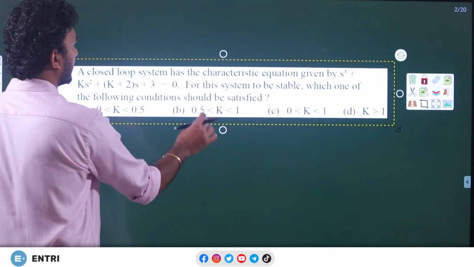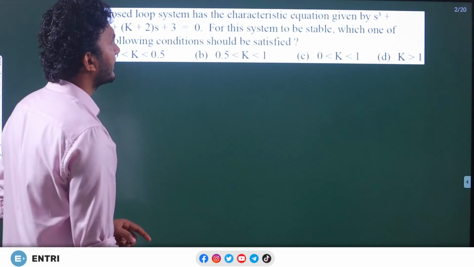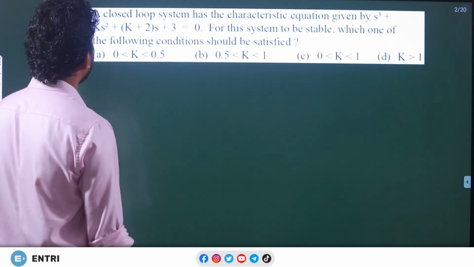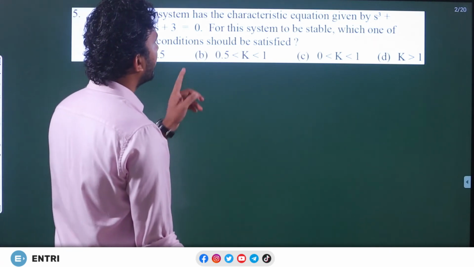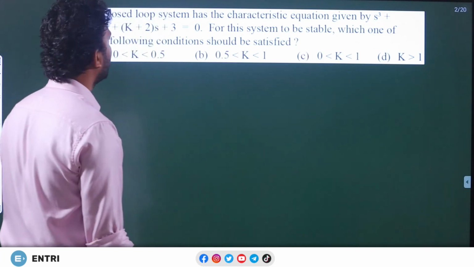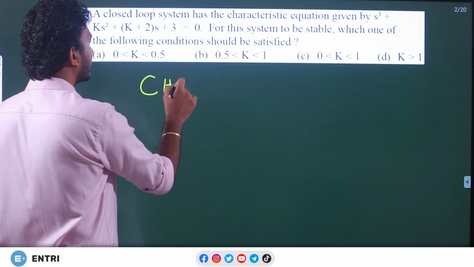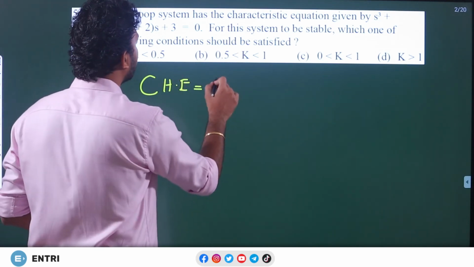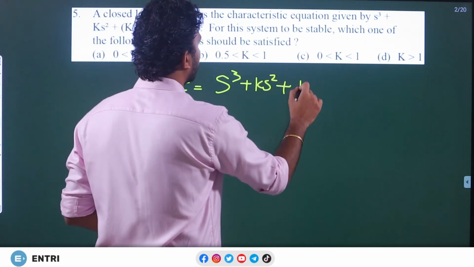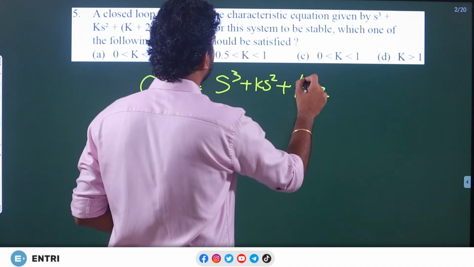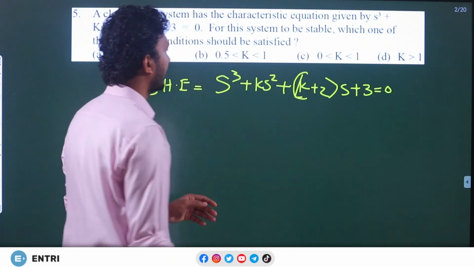GATE question. A closed loop system has the characteristic equation given by s cube plus k s square plus (k plus 2) s plus 3 equal to 0. For this system to be stable, which one of the following conditions should be satisfied? So my characteristic equation is s cube plus k s square plus (k plus 2) s plus 3 equal to 0.